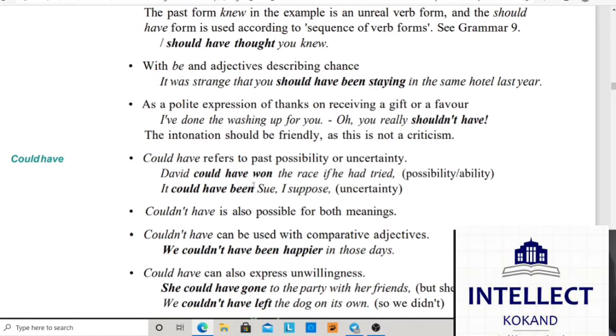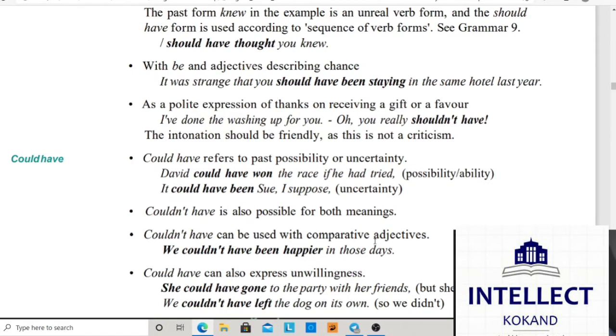Because you're talking about uncertainty. Somebody yesterday said could is very little possibility, yeah? So uncertainty, yeah. Okay. Couldn't have is also possible for both meanings. I couldn't have gone there. So you could have or you could not have.